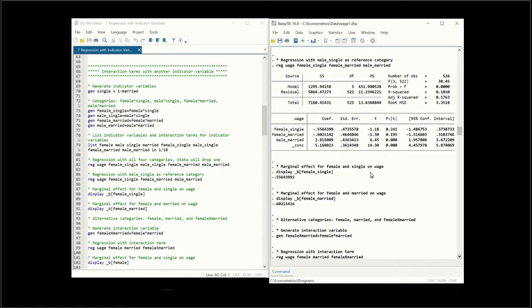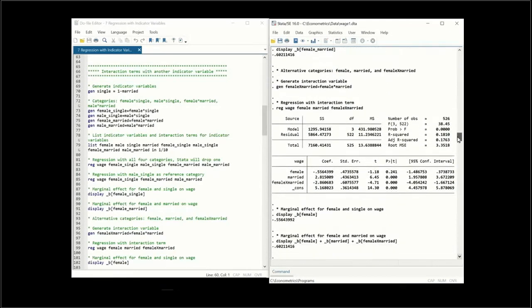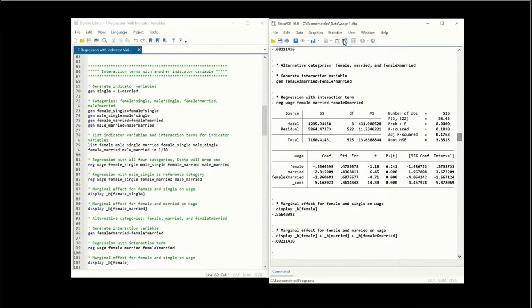So we can also estimate a regression using alternative categories, and those categories would be female, married, and female times married. So this is what we are going to do here. We would generate that variable female times married, by multiplying female times married, and we would have a regression where we have an independent variable that is indicator, the other one, and then the interaction term between them.